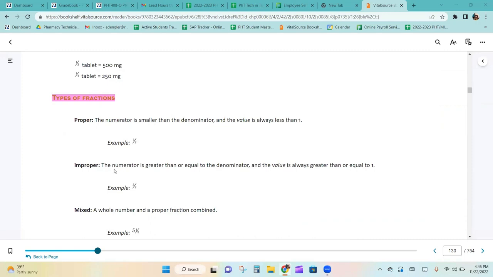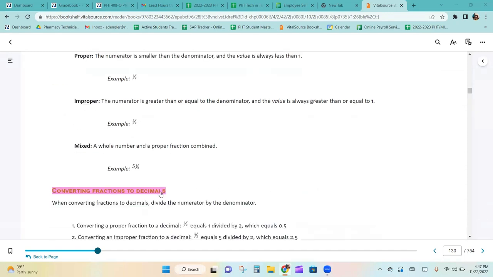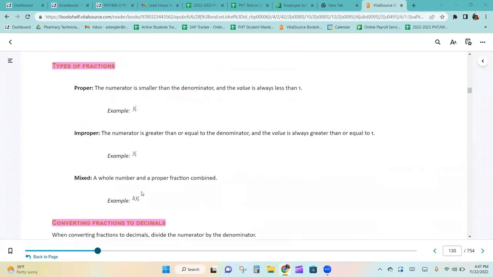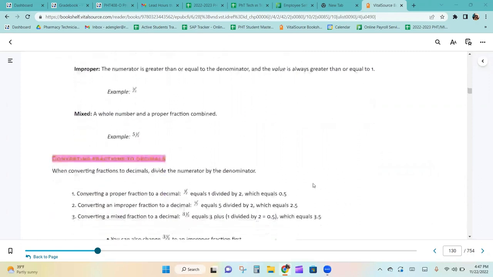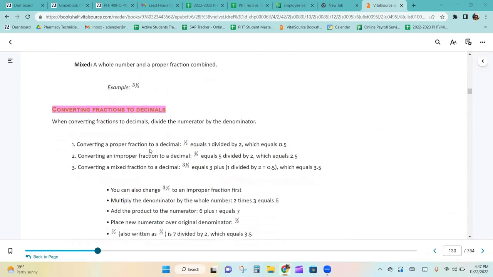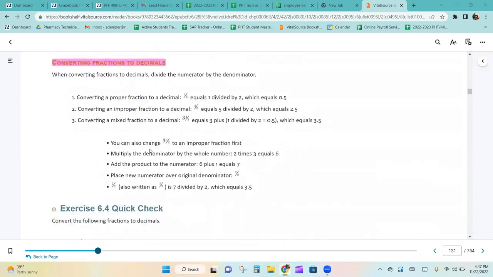Improper fraction: the numerator, so the top number, is greater than or equal to the denominator, and the value is always greater than or equal to 1. So we have this one, for example, 5/2. That is an improper fraction. A whole number and a proper fraction combined is a mixed fraction. So 5 1/2. And we will now go over some of these.